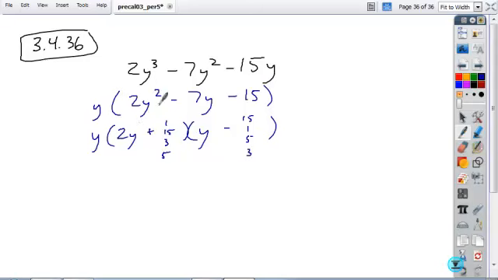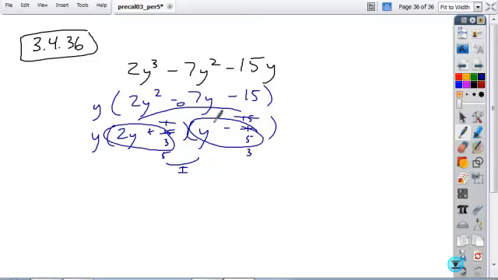So if I take my outer and inner products and test my outer product plus my inner product. So here I get 2y times negative 15 is negative 30y plus 1y. That's not going to work, so I can eliminate that one. 2y times a negative 1 gives me negative 2y and a positive 15. Not going to work. Here I get a negative 10, positive 3y. That does. That gives me my factors. So my answer is y times the quantity 2y plus 3 times the quantity y minus 5.